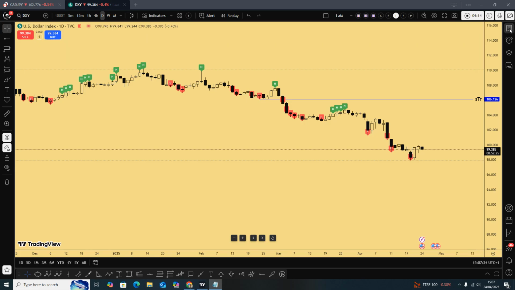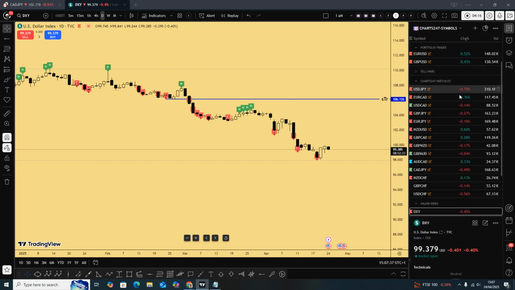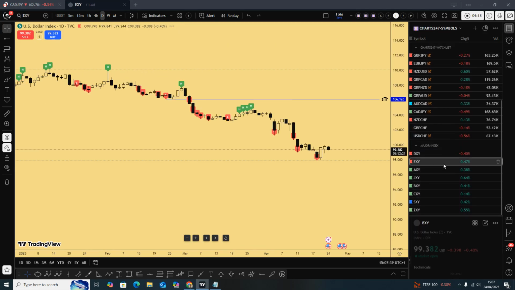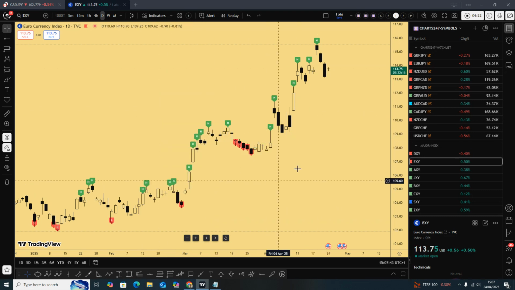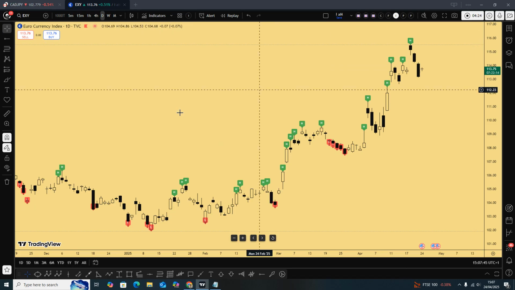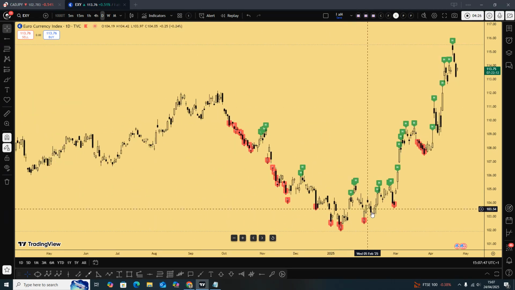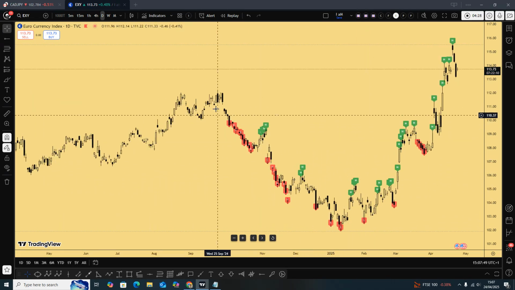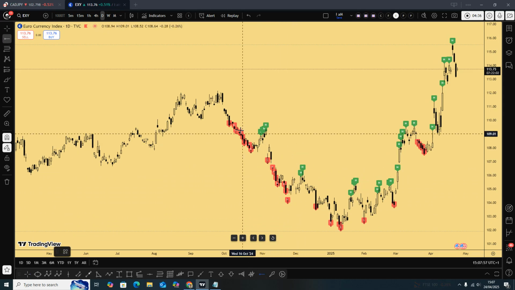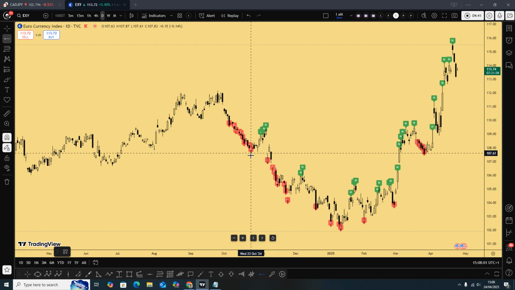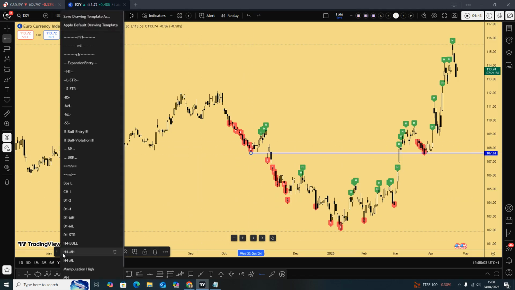Okay, so the next one is the euro. Let me remove all these drawings. Look at that, beautiful. As a structure that failed, you can see how long it took them with this structure here. There's one that's actually a structure there.